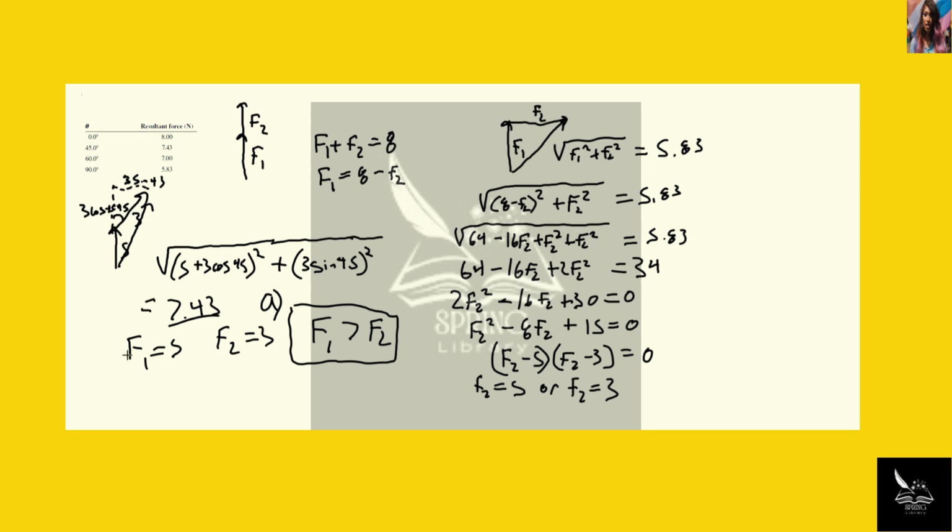Part B, now we're going to put a 30-degree angle between them. So I'm going to go to a new page here. So remember, we have f1 is 5, f2 is 3. I'm going to put 30 degrees between them. So then this is 3 cos 30. This is 3 sin 30.